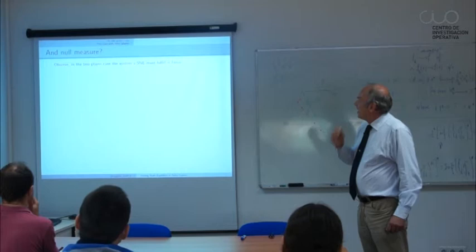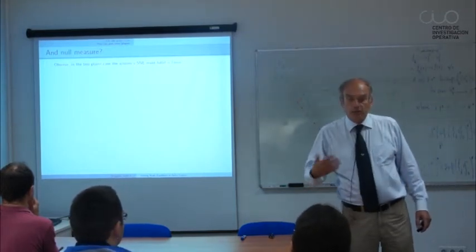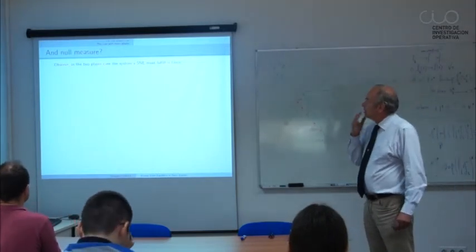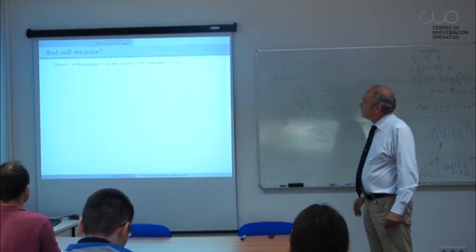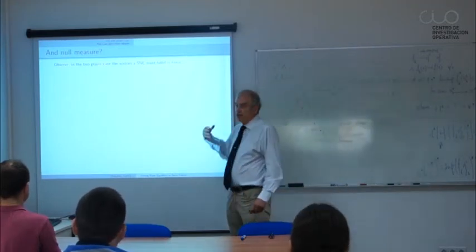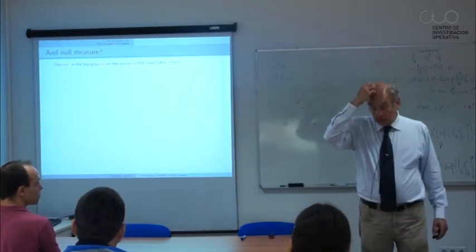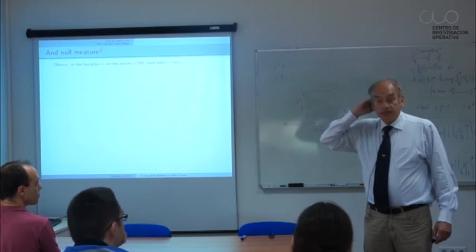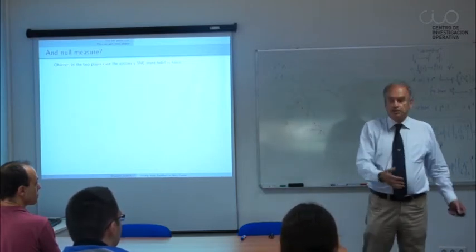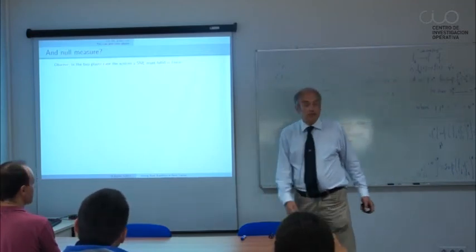What about the null measure? The previous theorem cannot be extended to higher dimension. So what about a null measure? The delicate point here is that when I use KKT conditions, I get a linear system which is overdetermined, and so I can conclude small measure, null measure. But here, unfortunately, the system is not linear.